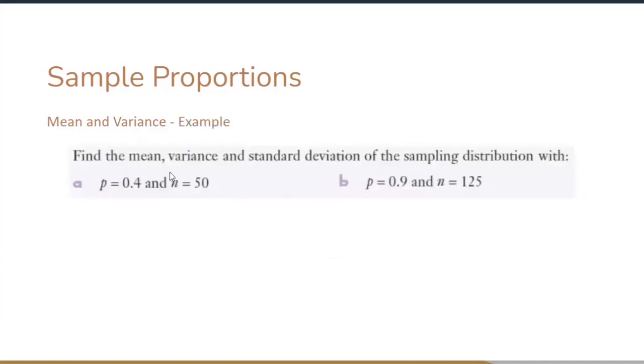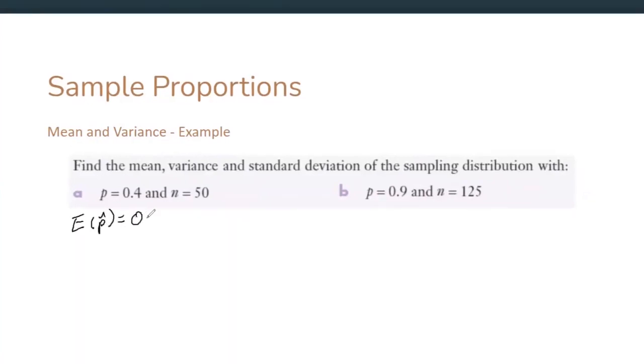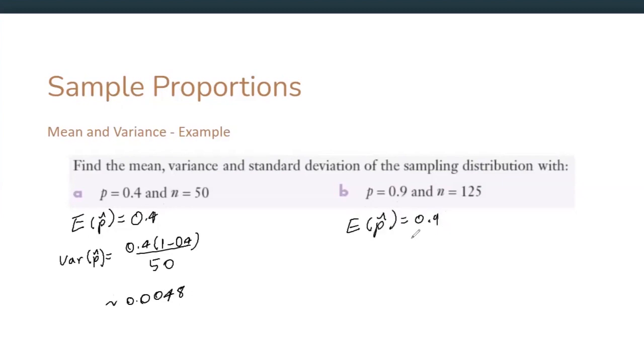Moving on to using those: find the mean, variance and standard deviation of the sampling distribution with the probability of success being 0.4 and 50 trials, and with the probability of success 0.9 and 125 trials. For the first, the expected value of the sample proportion is just 0.4, because it's the probability. The variance is 0.4 times (1 minus 0.4) divided by 50. Putting this into your calculator, you should get approximately 0.0048.